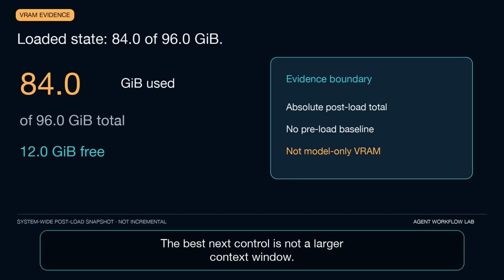The best next control is not a larger context window. It is the same model and fixtures with a 1,500 to 2,000 token response cap, or a non-thinking mode, to test whether earlier tool use improves completion. That would be a new inference policy experiment, not a retroactive correction to this result.